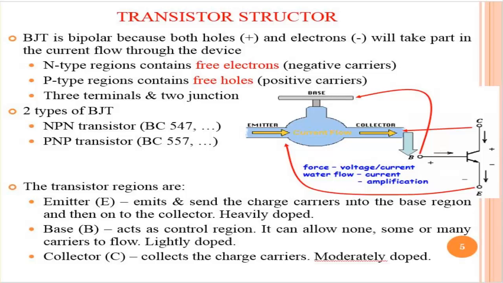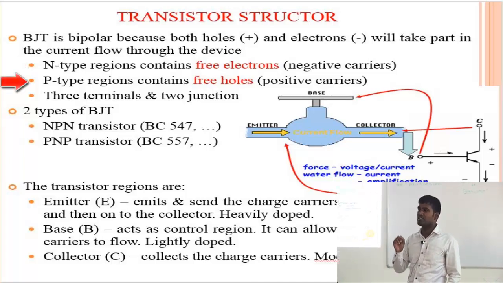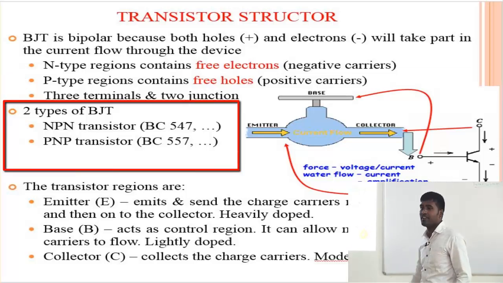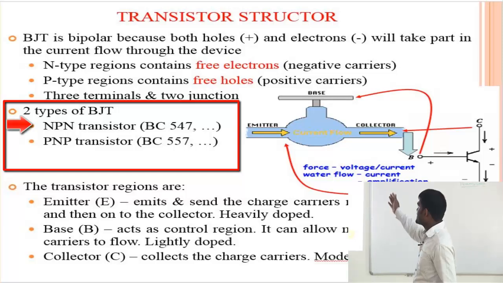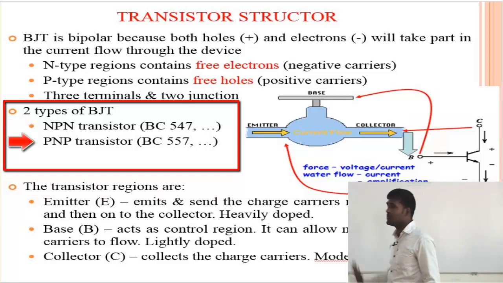Next, one example of a transistor in daily life is your water tap. Basically, a bipolar junction transistor depends on positive and negative charge carriers. It is mainly of two types, NPN type and PNP type. For NPN, N has majority charge carriers electrons, and P has majority charge carriers positive charges. The NPN series is BC547 and the PNP series is BC557.